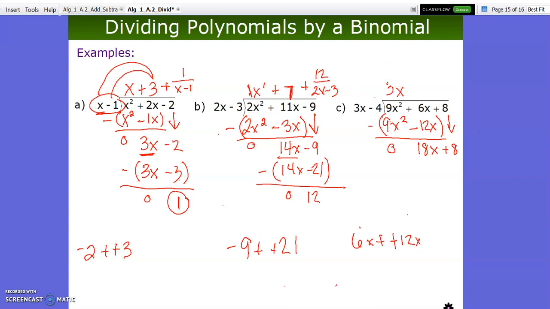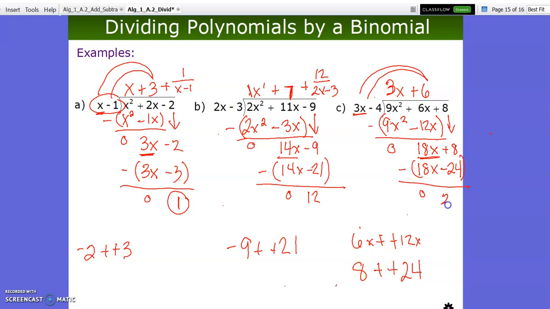How many times does 3x go into 18x? I think it goes in 6 times. Distribute. 6 times 3x is your 18x, and 6 times negative 4 is negative 24. Put it in your parentheses so you can subtract. 18x minus 18x is 0. 8 minus negative 24. Let's write that down. 8 minus negative 24. Keep, change, change. I think we get a remainder of 32. So we get plus 32 over 3x minus 4.